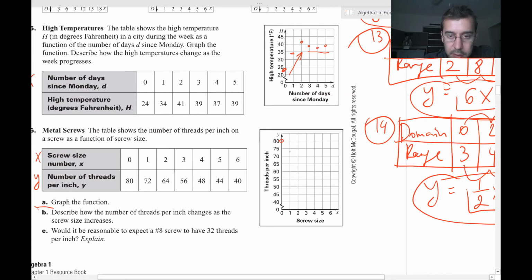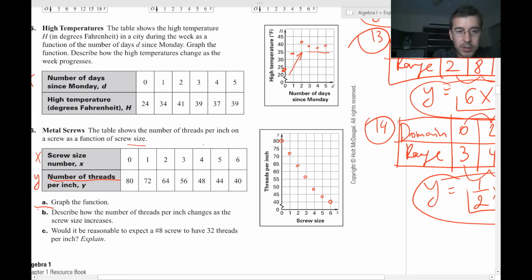1 and 72 is right there. 2 and 64 is right there. 3 and 56 is right there. 4 and 48 is right there. 5 and 44 is right there. 6 and 40 is right there. That's A, graph the function. B, describe how the number of threads per inch changes as the screw size increases.